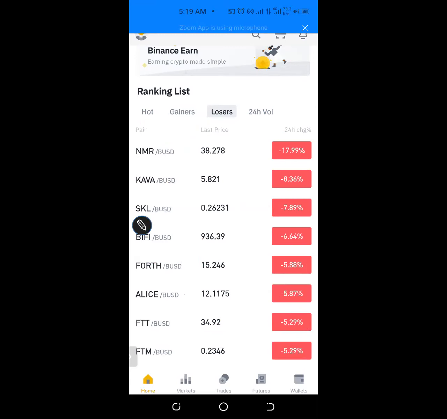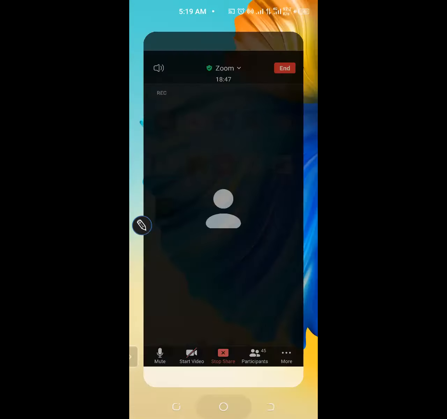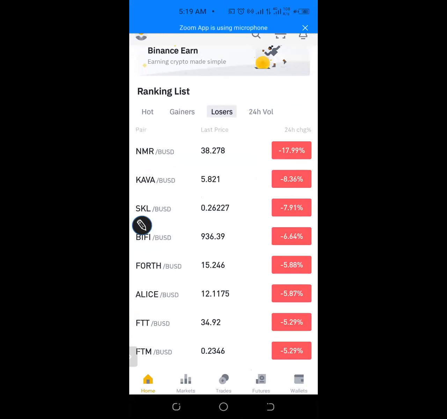Understand? So in spot trading, we are going to be talking about floating loss. And in future trading, we are going to be talking about real loss, where you can blow your account.